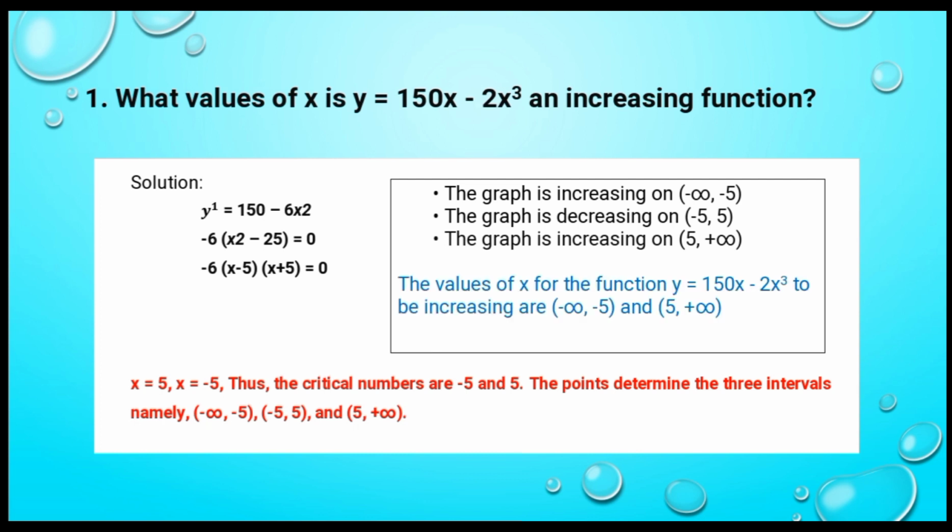To know the values, we just take the increasing intervals in the graph. So the values of x for the function y equal to 150x minus 2x cubed to be increasing are the intervals negative infinity to negative 5, and 5 to positive infinity.